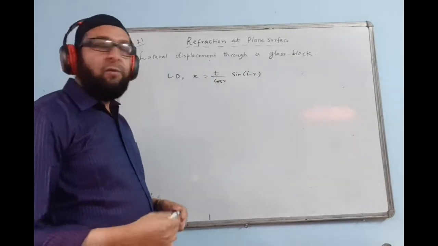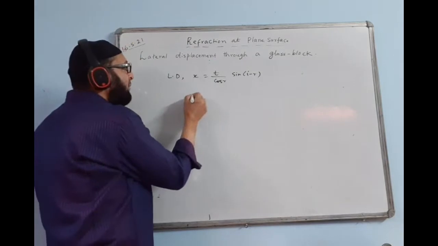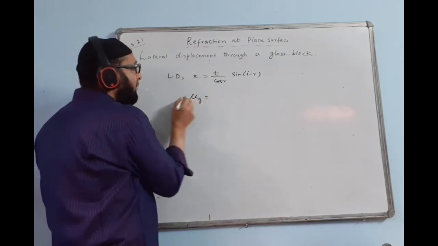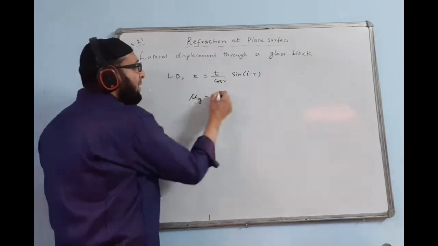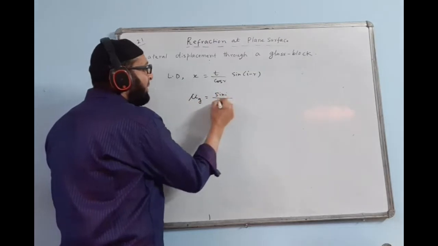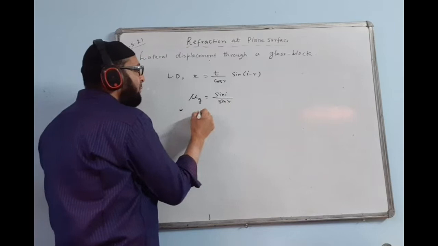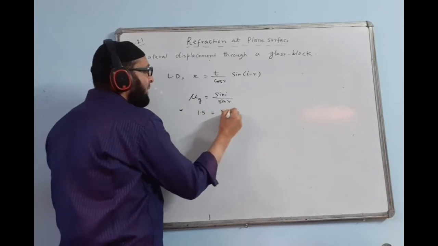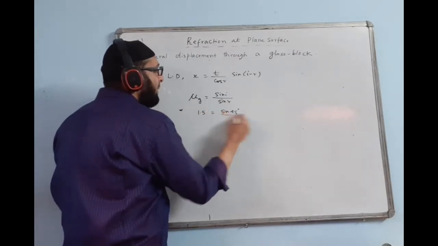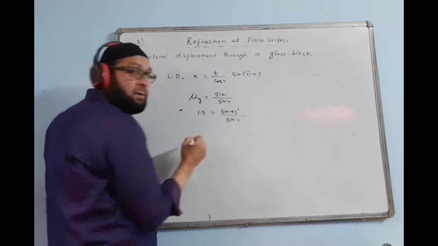So let us find the value of r. How to find the value of r? Write the formula of mu for glass. Of course, with respect to air, nothing is mentioned. That means we write sin i by sin r, and I'll calculate the value of r. Mu g value is 1.5. Sin i value is 45 degrees. Sin r we will calculate.